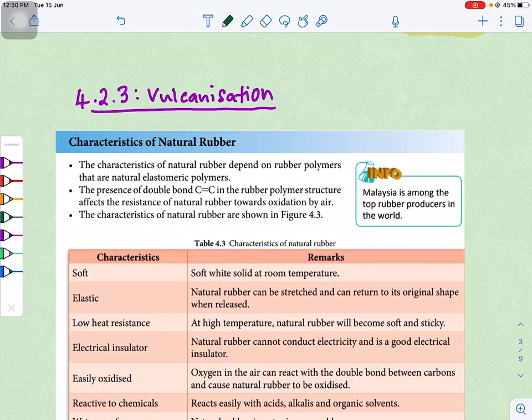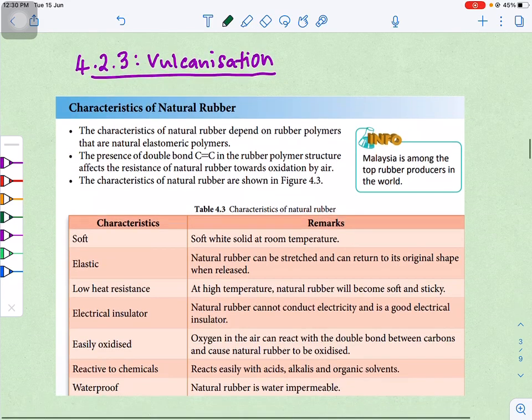So for today, we focus on vulcanization. So before we go, what is vulcanization? We look at the characteristic of natural rubber first. So natural rubber, the characteristic is actually depend on the rubber polymer itself that are natural elastomeric polymers. Okay, it depends on the rubber polymer, meaning that if we are talking about natural rubber, kita akan fokus pada bahagian yang sebenarnya yang akan mempengaruhi the characteristic is on the rubber molecule yang berada di dalam negatively protein membrane. That's one yang kita akan fokus.